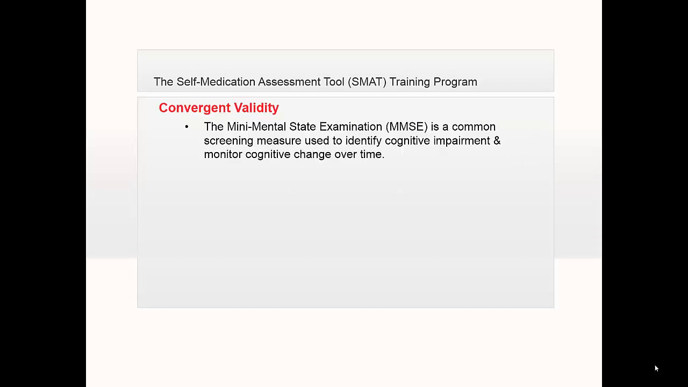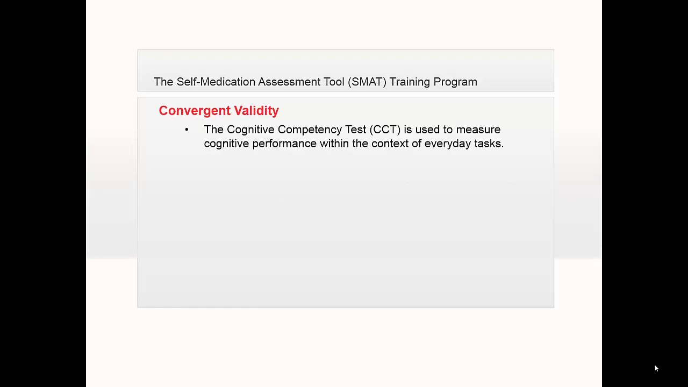The Mini Mental State Examination, or MMSE, is a common screening measure used to identify cognitive impairment and to monitor cognitive change over time. The MMSE correlates with the cognitive, recall, and self-reported adherence scales of the SMAT. The Cognitive Competency Test, or CCT, is used to measure cognitive performance within the context of everyday tasks. The CCT correlates with the functional, cognitive, and recall scales of the SMAT.